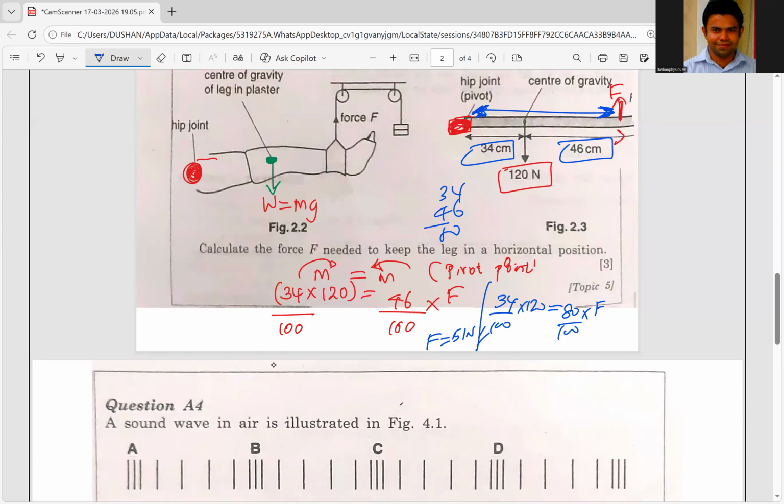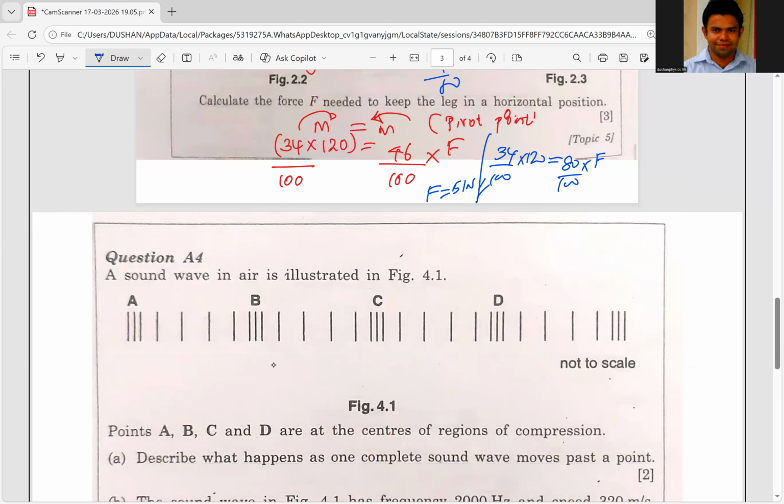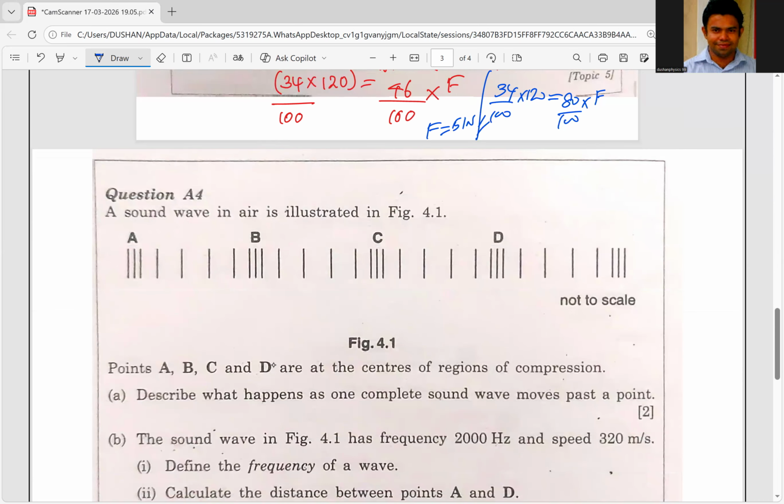Okay. Let's go to question number 4. A sound wave in air is illustrated. So tell me, Sanket, is a sound wave longitudinal or transverse?